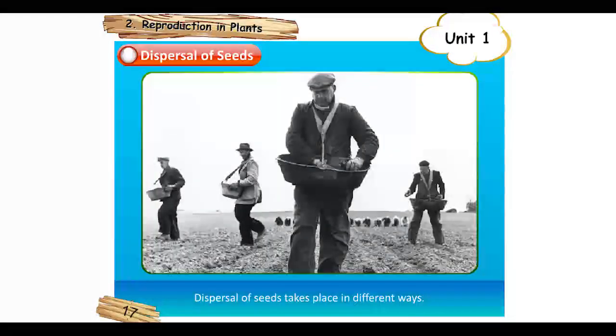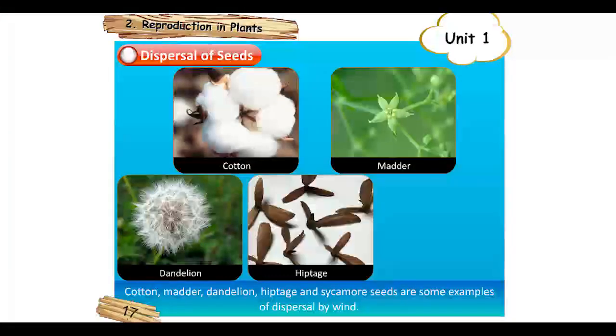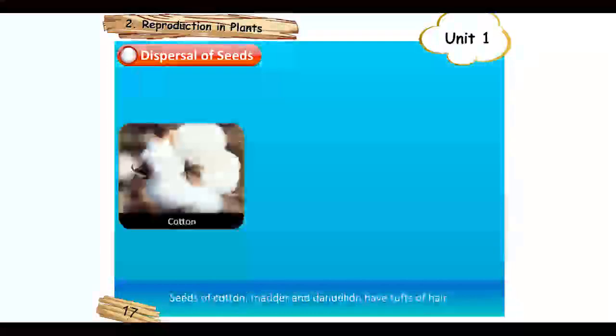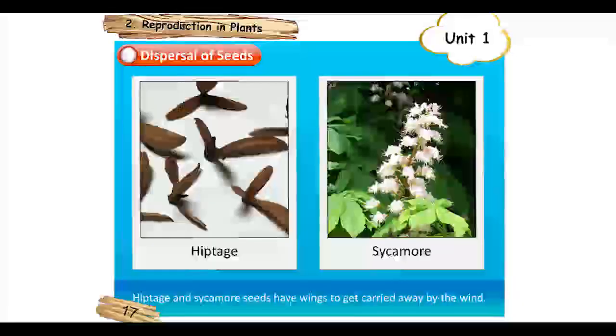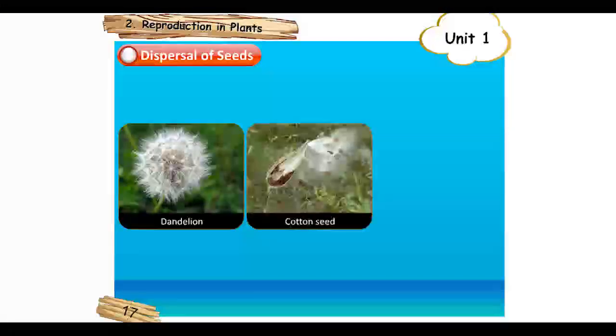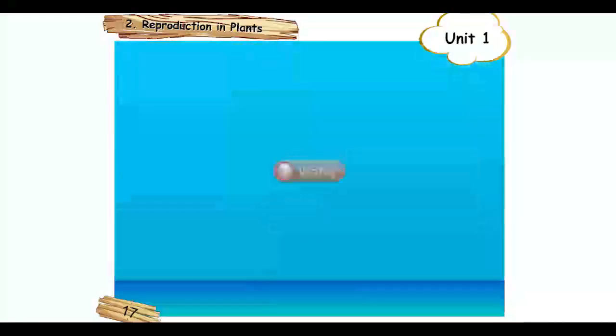Dispersal of seeds takes place in different ways. Wind. Cotton, madder, dandelion, hiptage, and sycamore seeds are some examples of dispersal by wind. Seeds of cotton, madder, and dandelion have tufts of hair. Hiptage and sycamore seeds have wings to get carried away by the wind.